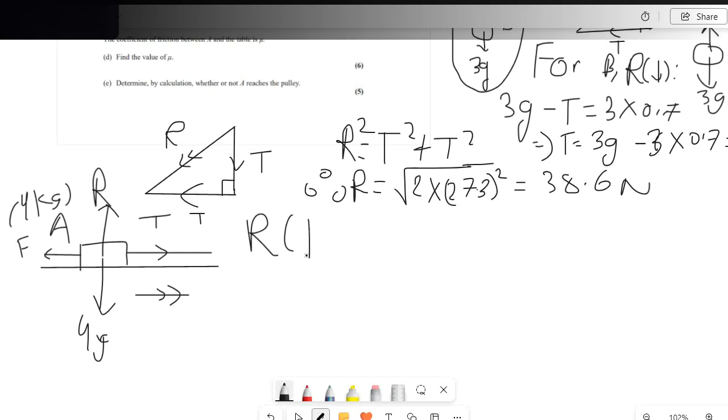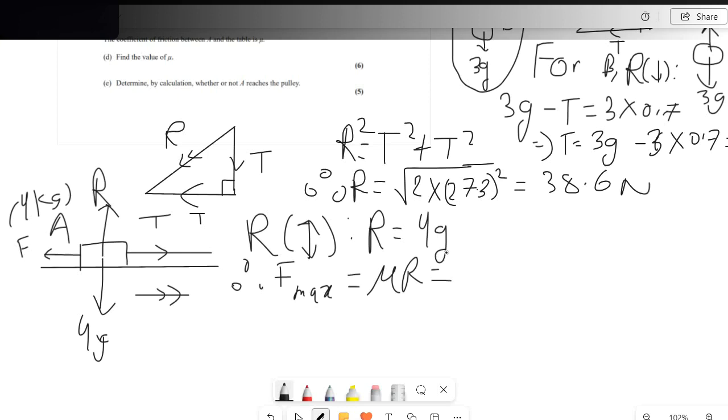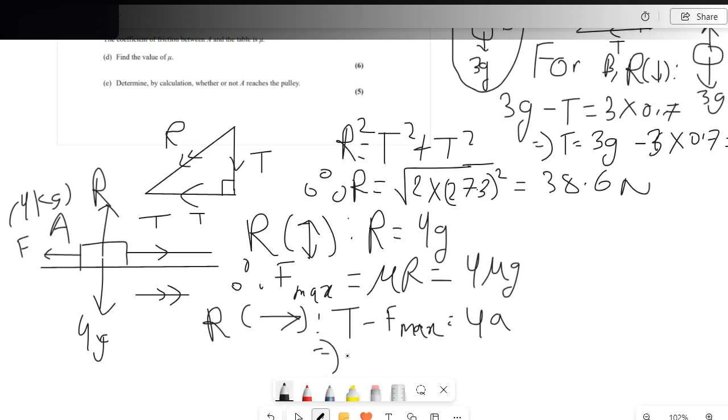Now resolving vertically upwards or downwards, we can say that normal reaction force is equal to the weight, which is 4g. Therefore F max, or the limiting value of friction, is equal to mu R. Mu is unknown, therefore we write that being 4 mu g. Because acceleration is towards the right, so therefore T minus F max is equal to mass into acceleration, which is 4a. So T was 27.3 newtons.